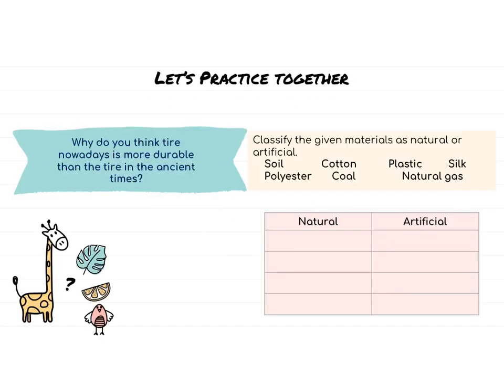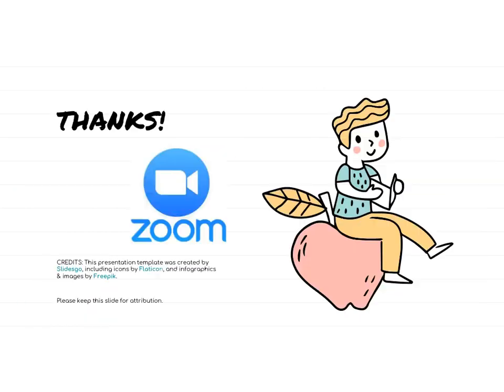At the end, this is a short activity to check whether you can differentiate between natural materials and artificial materials. On your copybooks, copy this table and classify the given materials as natural or artificial ones. And once you are done, let's discuss, why do you think a tire nowadays is more durable than the tire in ancient times? Thank you for attending this session.